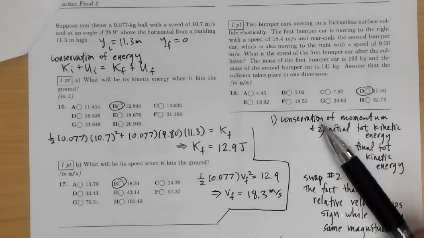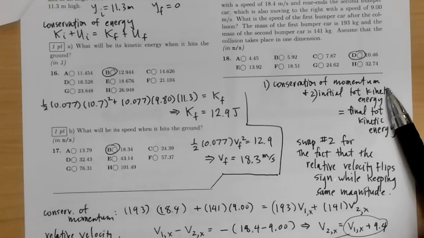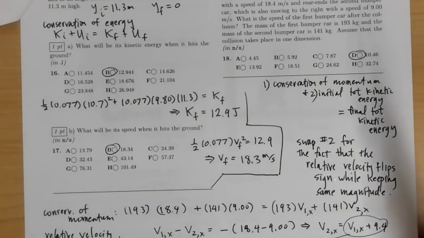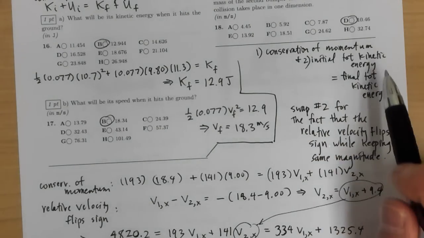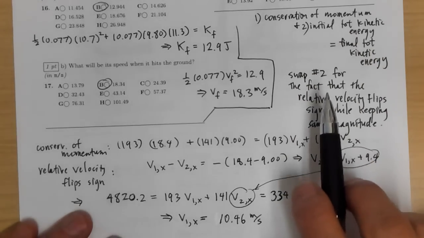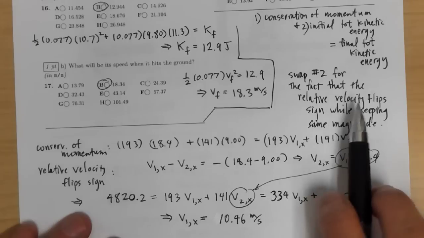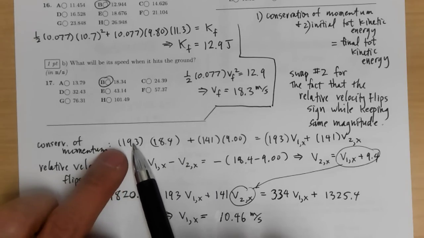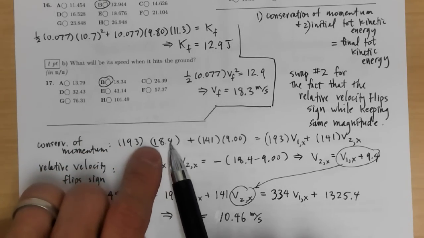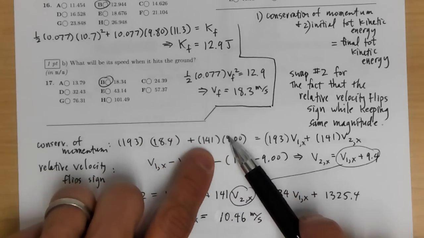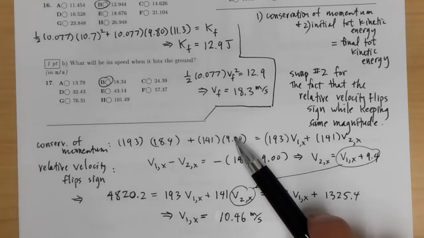Okay, so this is the last equation in one dimension, conservation of energy: the initial total kinetic energy is equal to the final total kinetic energy. But this total kinetic energy stuff is kind of a pain, so we will swap this for the fact that the relative velocity keeps its magnitude but flips its sign. So we have conservation of momentum: the mass of the first car, 193, times the initial x component of the velocity, 18.4, and the mass of the second one, 141, times the x component, which is 9.00.